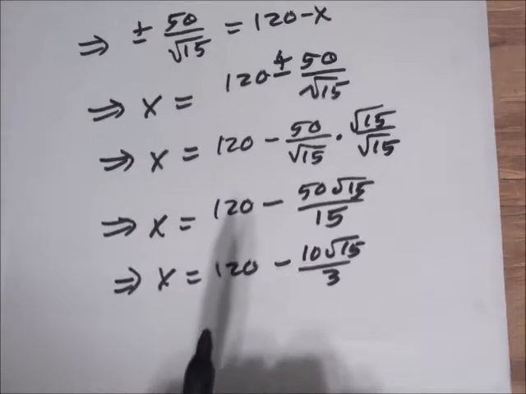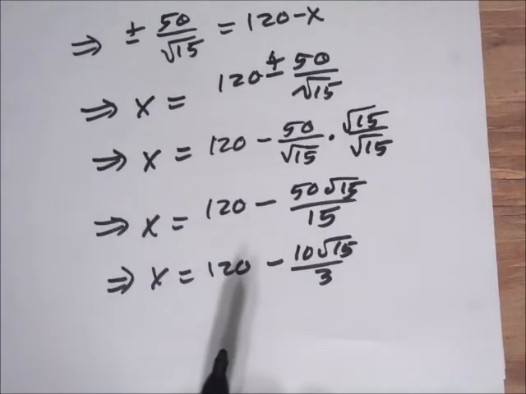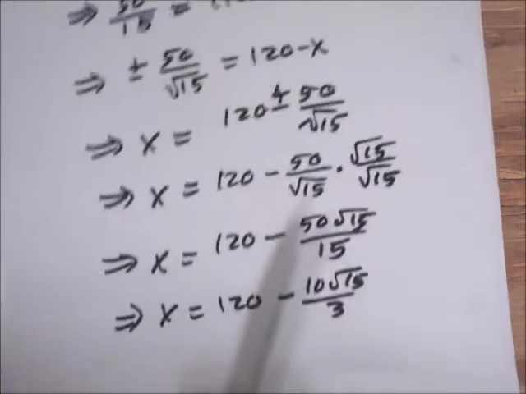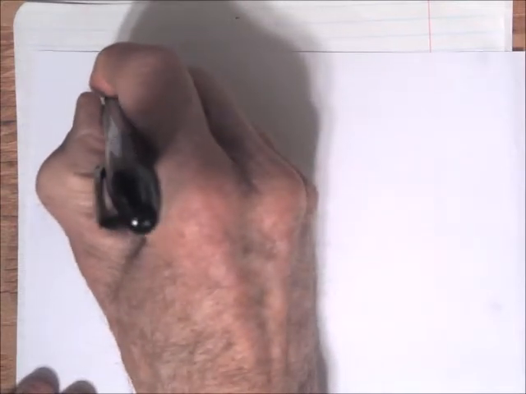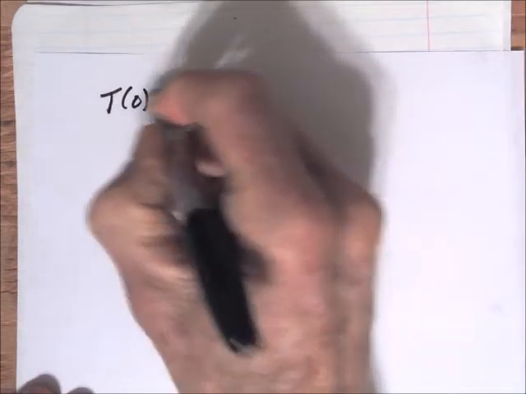So now we want to evaluate the function at the two endpoints and the critical value. And we just have the one critical value. So we have t of 0, two endpoints. Let's review t of x.